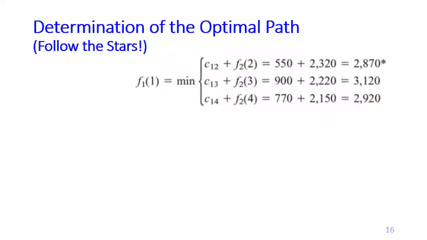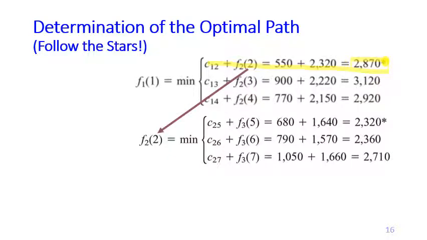Now, to know which cities we should visit at day 2, day 3, day 4, and so on, we just need to follow the stars or the asterisks here. So from F11, you see that the asterisk is for this decision, means that from 1 you go to City 2, right? Because this is F22, means that the best decision is going to City 2.